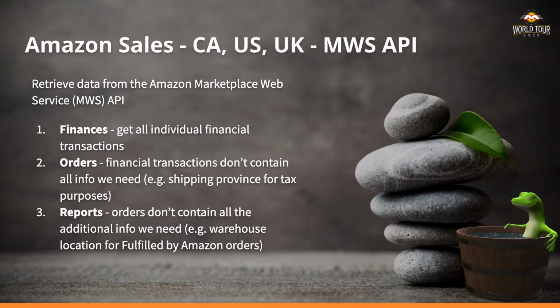And then finally, we have our Amazon sales. We use 3 parts of the Amazon MWS API to get information from the Amazon marketplace. We use the Finances API to get all individual financial transactions. And then we use the Orders API to get some extra information, such as the shipping province for tax purposes. And then finally, we use the Reports API to get information about warehouse location for Fulfilled by Amazon orders.